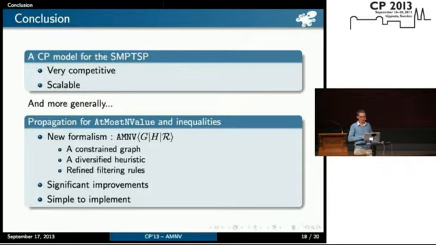in the model. For that we gave a formalism, and we suggested minor improvements to the underlying graph. We have shown that diversifying the heuristic actually had a great impact on the filtering, and we could refine filtering rules. The thing we like about this is that it has significant improvements, which is good, but it's only minor modifications of former algorithms.